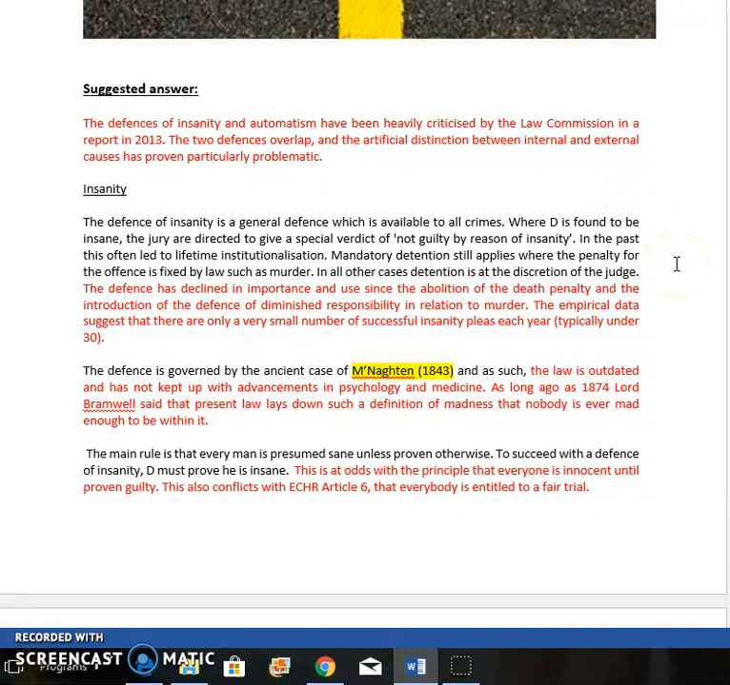I'm saying that it's a general defence available to all crimes, and it's special because if you plead it successfully, there is a special verdict of not guilty by reason of insanity. Remember, in the past, that often led to lifetime institutionalisation, which years ago was particularly horrific in some instances, but that was preferable to facing the death penalty if you'd been charged with murder. I've put here that we still have mandatory detention if it's murder, but in other cases, detention's at the discretion of the judge.